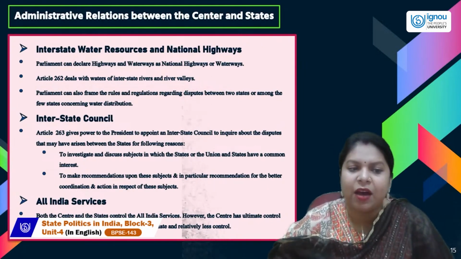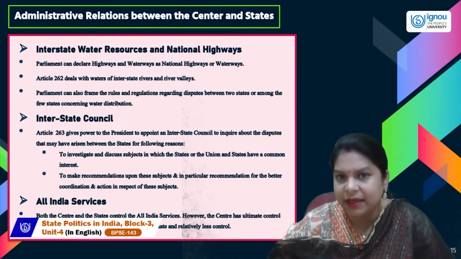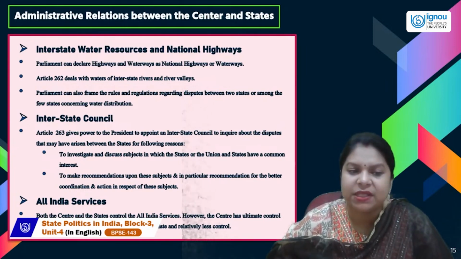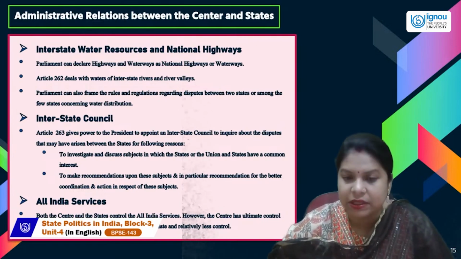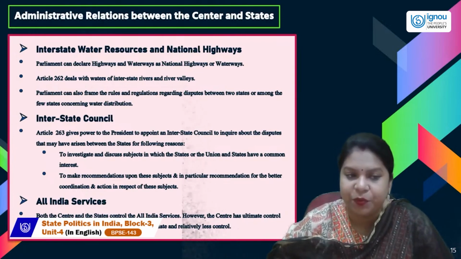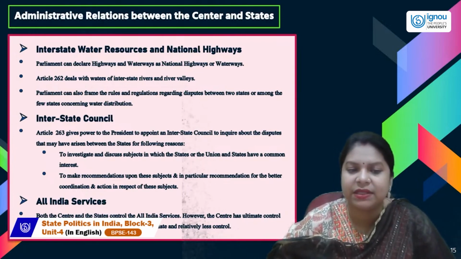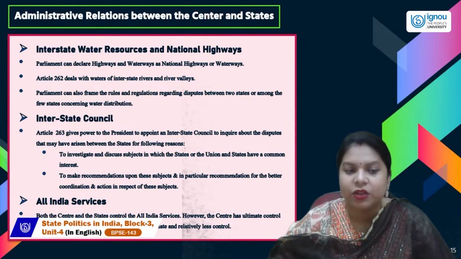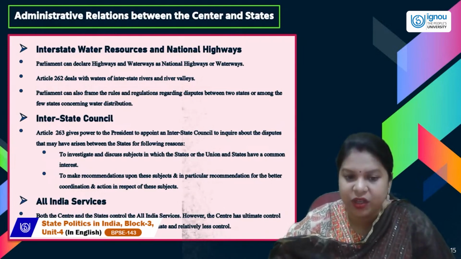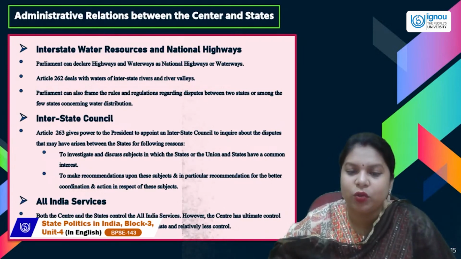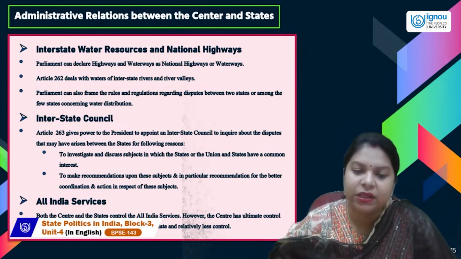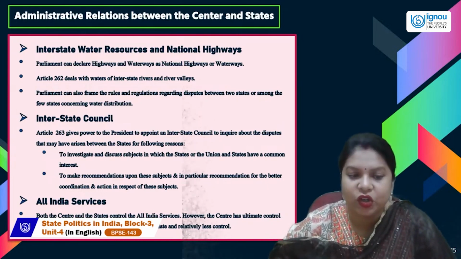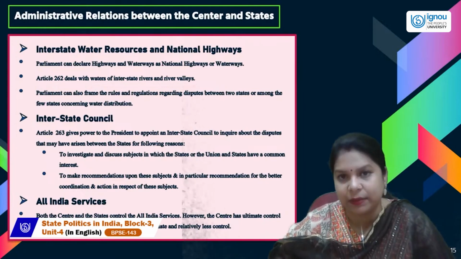Now, let's talk about the Interstate Council. Article 263 gives the president the power to appoint an interstate council to inquire into the disputes that may have arisen between the states for the following reasons: to investigate and discuss subjects in which the states or the union and states have a common interest, and to make recommendations upon these subjects, in particular recommendations for better coordination and action in respect of these subjects.